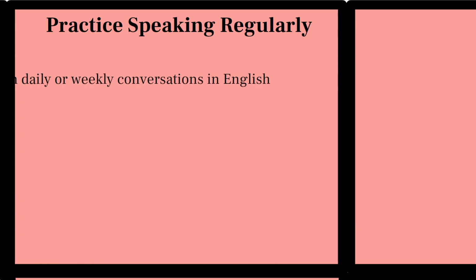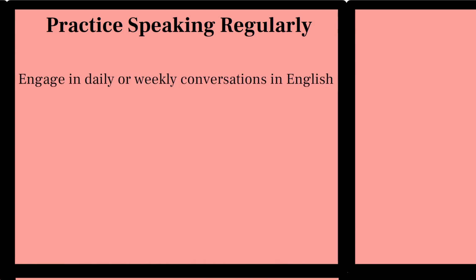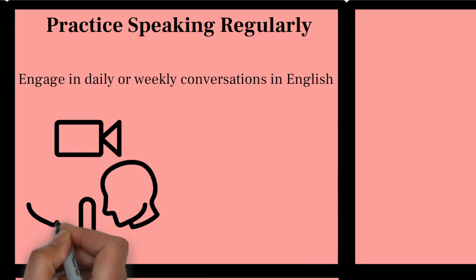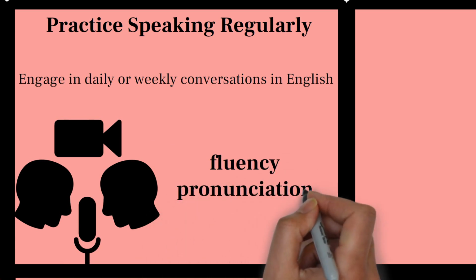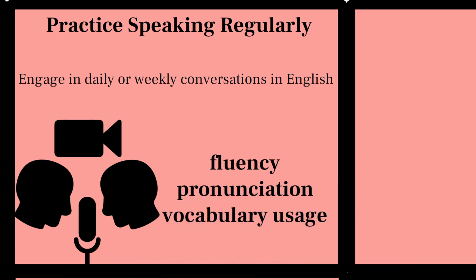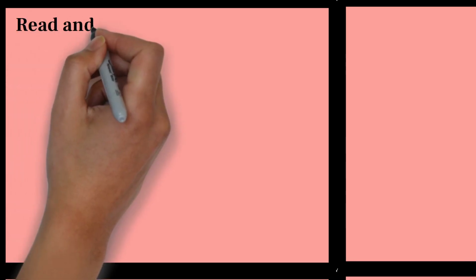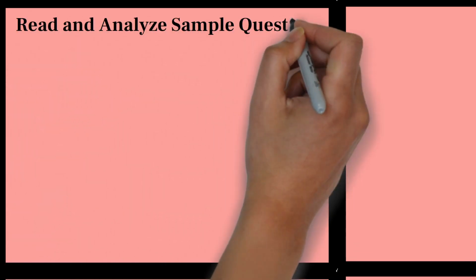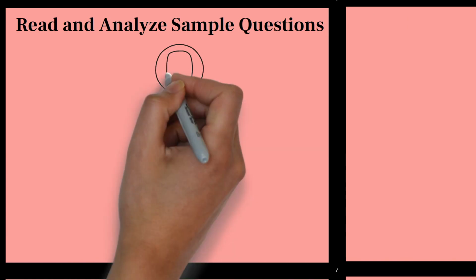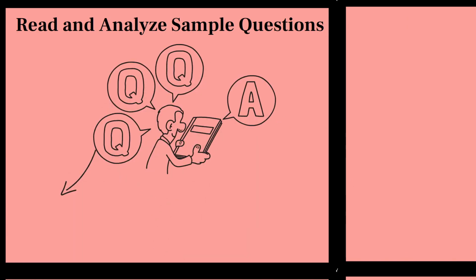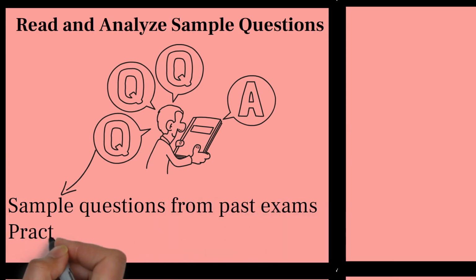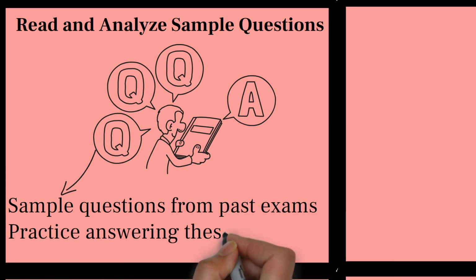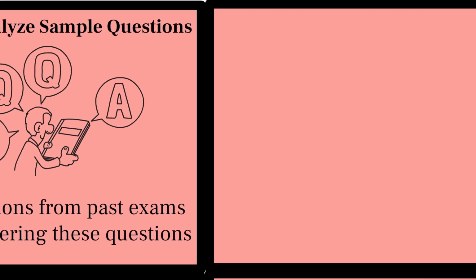Practice speaking regularly. Engage in daily or weekly conversations in English, focusing on discussing abstract and complex topics. Record yourself speaking and listen for areas where you can improve your fluency, pronunciation, and vocabulary usage. Read and analyze sample questions. Familiarize yourself with common Part 3 question types by studying sample questions from past exams. Practice answering these questions to develop your ability to provide well-structured and detailed responses.